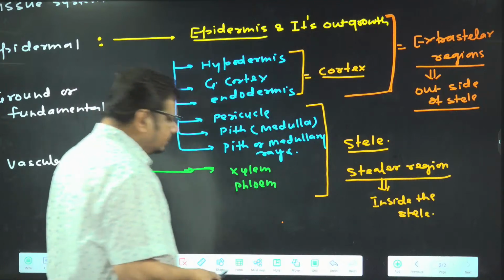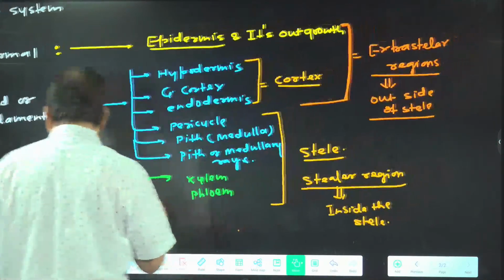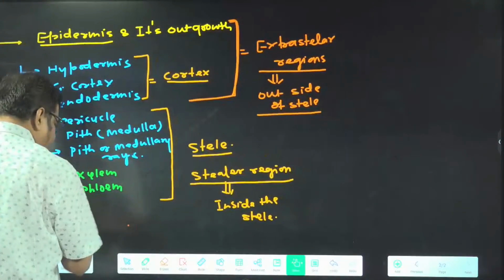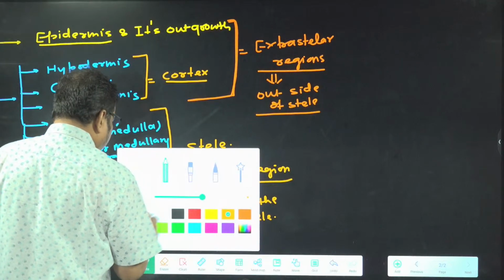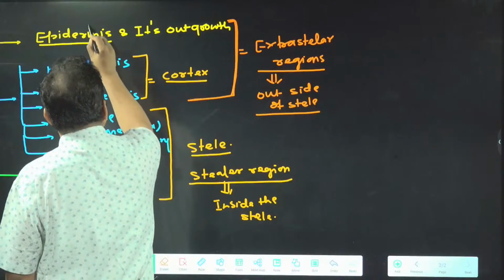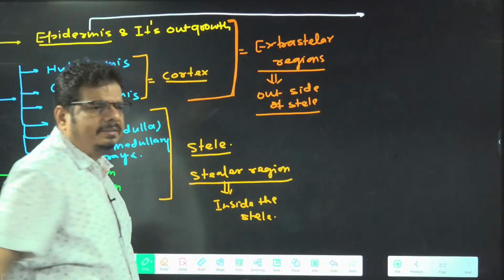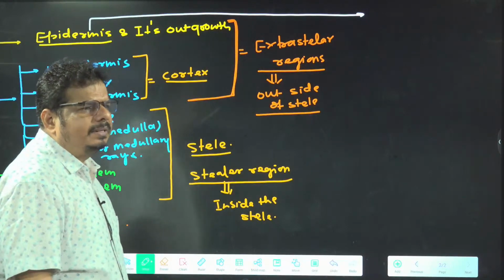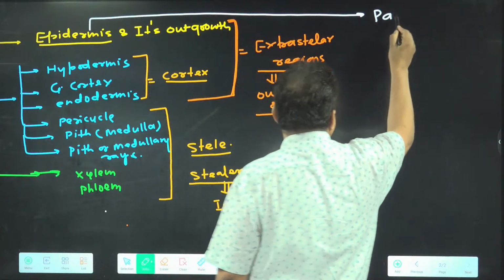Have a look now. Now it is your work coming. You tell me, now your job. The epidermis has which type of simple tissue? Say, I will write. Which kind of simple tissue is present in the epidermis? Very good. It is parenchymatous.